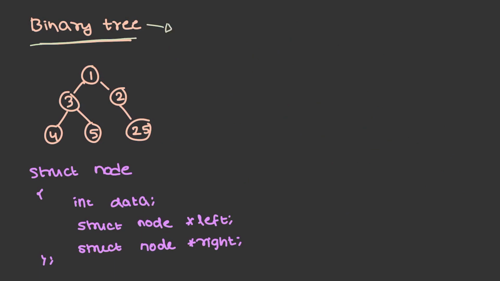We know that a binary tree can have a maximum of 2 children. If we just look at this tree, 1 is the root and 4, 5, 25 are leaves.